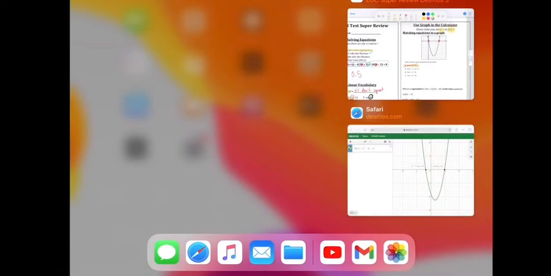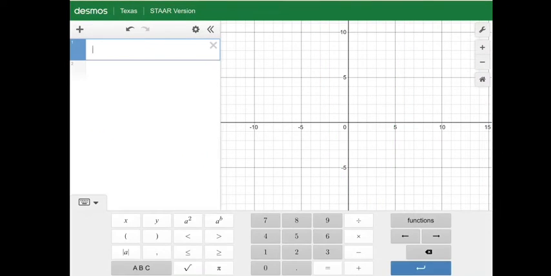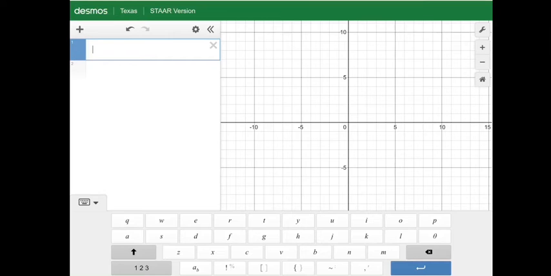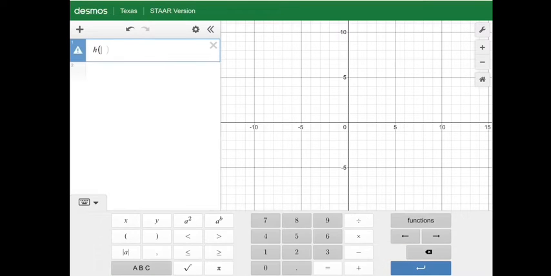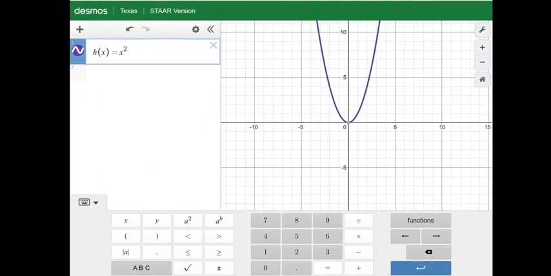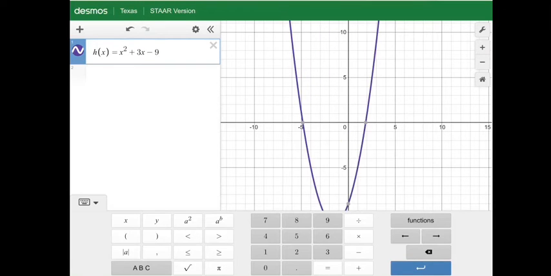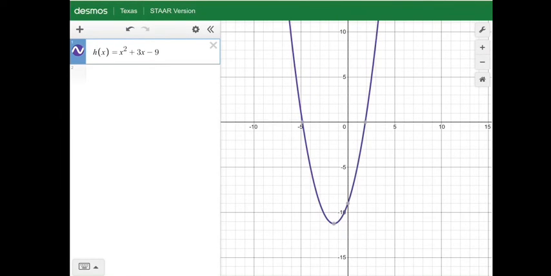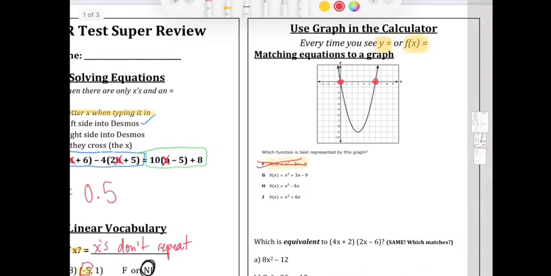So now I'm going to try G. x squared plus 3x minus 9. h of x equals x squared plus 3x minus 9. Okay, this one, nope, does not touch at the origin, does not touch at 6. So this graph is not the same as this graph. So the answer is not G.